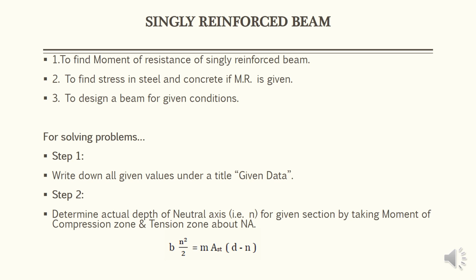By solving a problem, first write down all the given values given by the problem. Step number 2 is to determine the actual depth of neutral axis, that is n. We have to determine it by taking moments about the compression zone as well as the tension zone. Finally we get the equation b n square by 2 is equal to m into Ast into (d minus n). This is the formula to determine the depth of actual neutral axis.